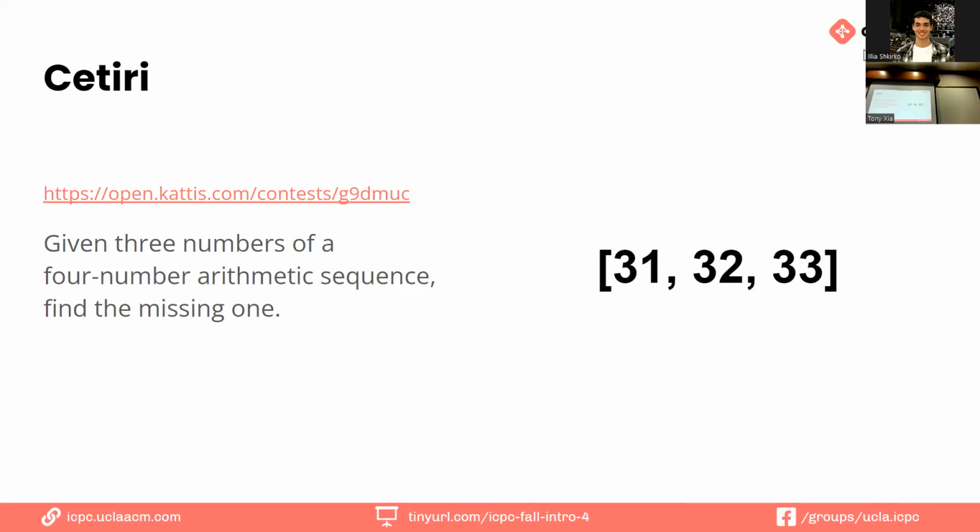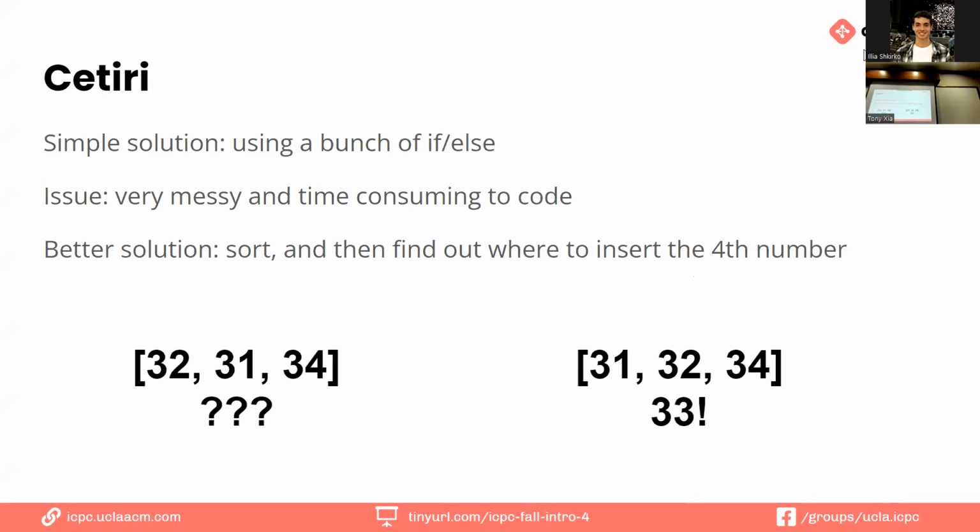Any ideas, thoughts, approaches? I guess we'll talk about our approach then. The simple solution would be to just use a bunch of if-else statements, because all the different possibilities you can just write them all down and then check each one. But the issue is that this would be very messy and time consuming, and nobody really wants to write that many different cases.